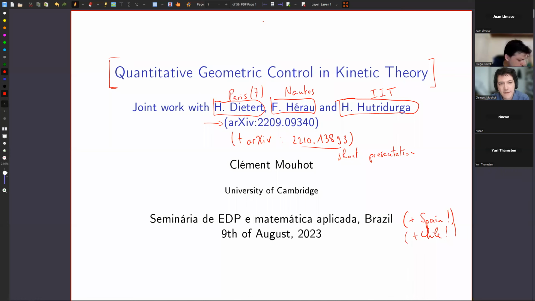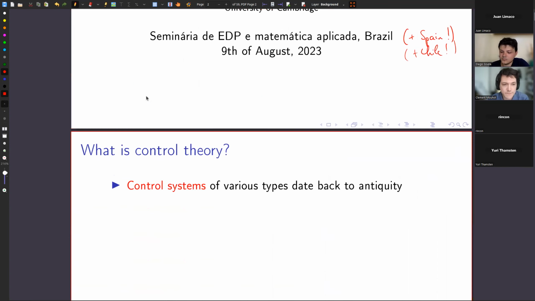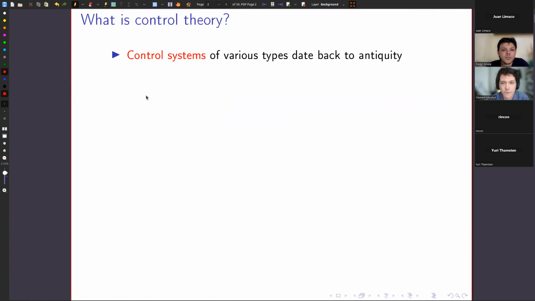Okay, so the title, I insist on quantitative because it's somehow the novelty of our work, but I will explain what I mean by control theory and what I mean by geometric control. It's related to works on wave equations in the late 80s and early 90s. And I will tell you what we do with these collaborators about applying these concepts to kinetic theory and how we obtain quantitative estimates. Okay, so first of all, what is control theory?